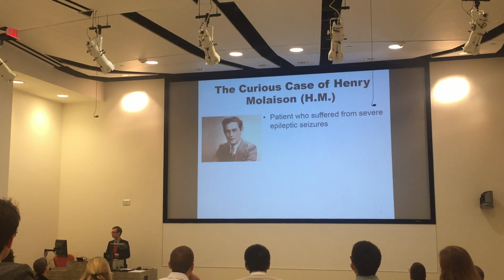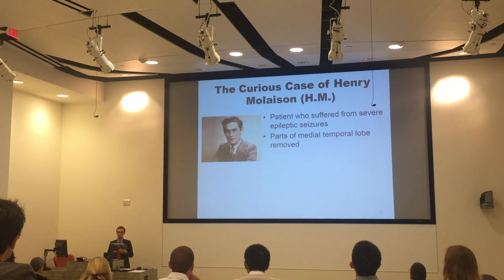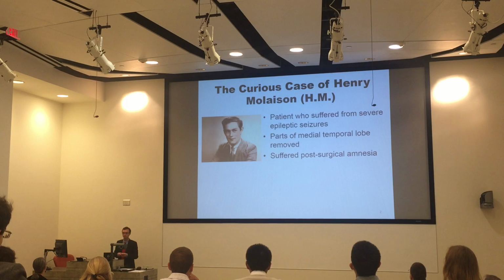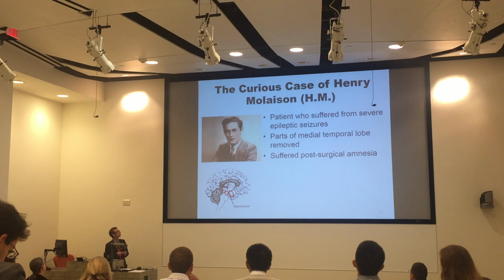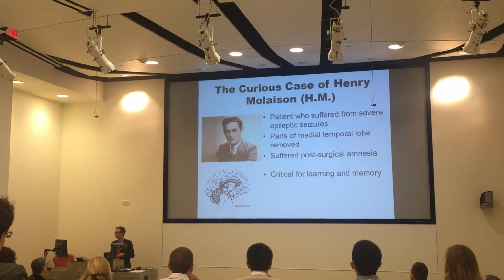He was a young man who suffered from severe epileptic seizures, and to try and fix this, doctors went in and removed a large part of his medial temporal lobe, and this had the unintended consequence of him not being able to form new memories after the surgery. And so what was later found was that they actually removed an area of the brain known as the hippocampus, and this structure is critical for learning and memory.